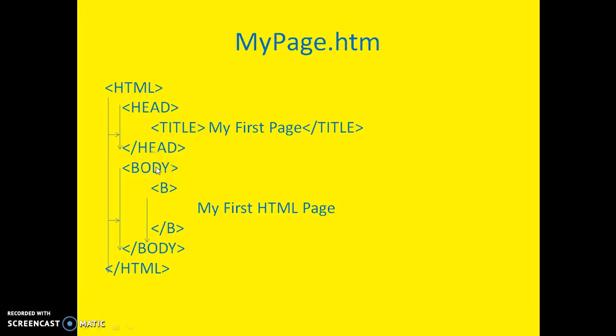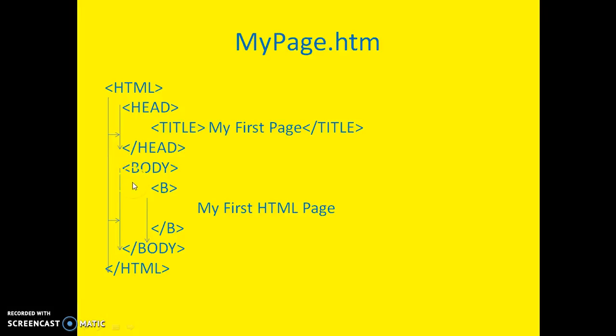Now within body I want to display one text in bold format, that is my first HTML page. So for the bold tag we are giving B as an opening tag and B as your closing tag, and in between this we write the text. Now always remember the tag which comes first has to be closed last, and the tag which comes last has to be closed first.